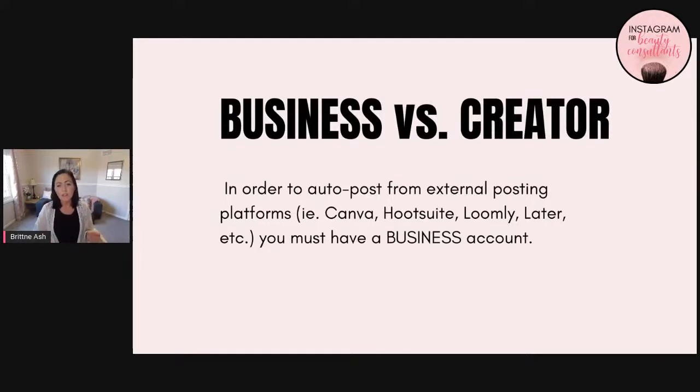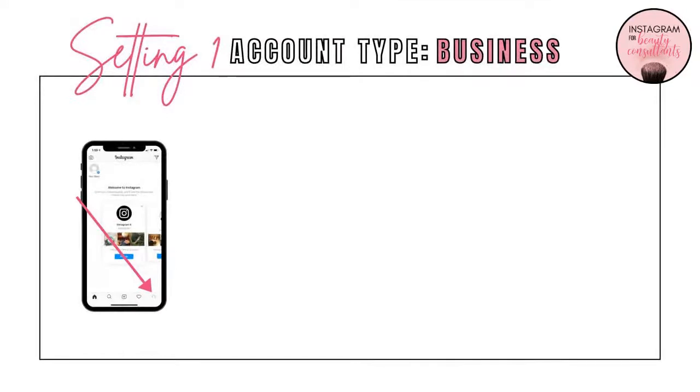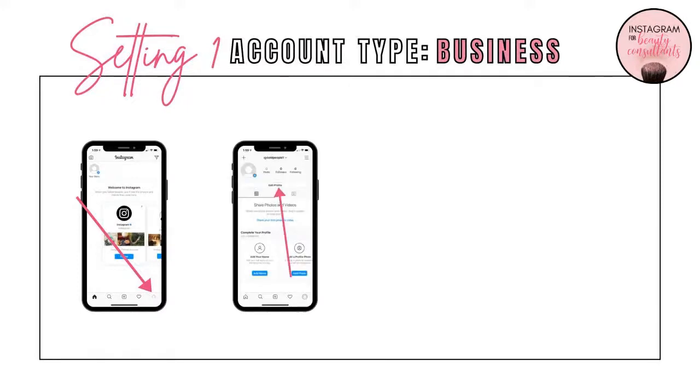Okay. So that is the first one. You need a business account. That is setting number one, is to turn it to a business account. Here's how you're going to do it. So let me make this a little bigger for you. First things first, when you go on your Instagram, you're going to click on your little profile picture in the lower right-hand corner. Then click on where it says edit profile.